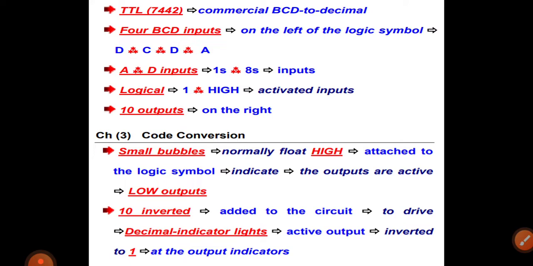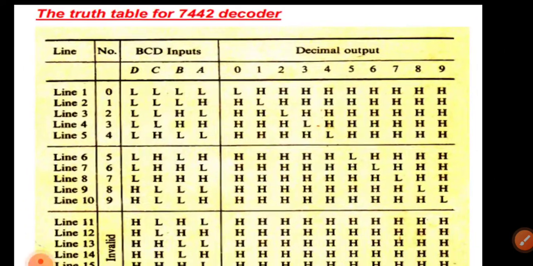The TTL commercial BCD to decimal decoder has 4 BCD inputs on the left of the logic symbol, D, C, B, A, the 1s and 8s inputs, which are active high, and 10 outputs on the right. The small bubble attached to the logic symbol indicates the outputs are active low. 10 inverters are added to the circuit to drive the decimal indicator lights: active outputs are inverted to 1 at the output indicator. This is the 7442 decoder.